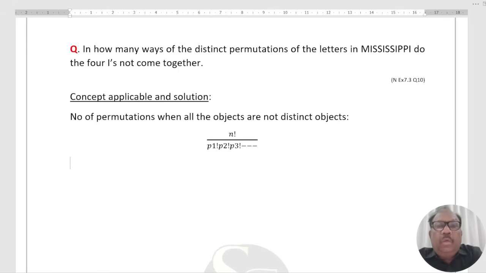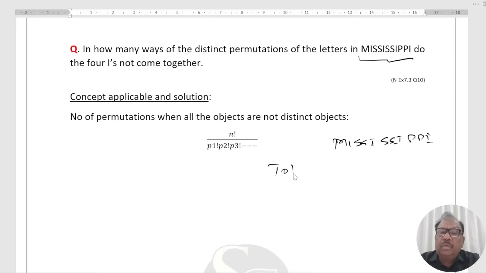Question is, in how many ways of the distinct permutation of the letters in Mississippi do the four I's not come together? The letters are M I double S I double S I double P I. Count them: 1, 2, 3, 4, 5, 6, 7, 8, 9, 10. Total letters are 11. Are all distinct?